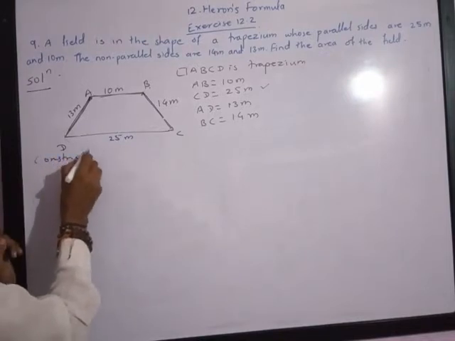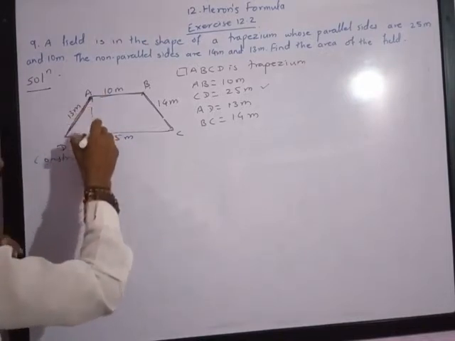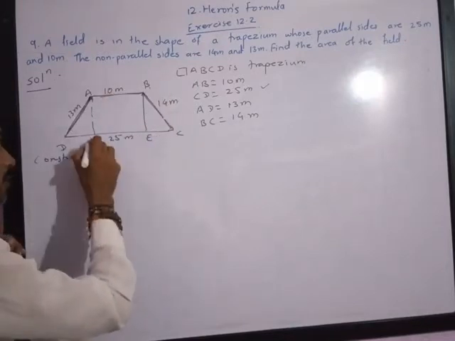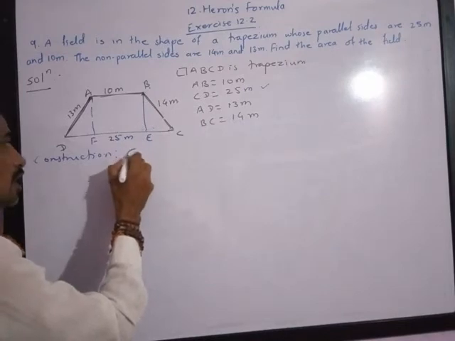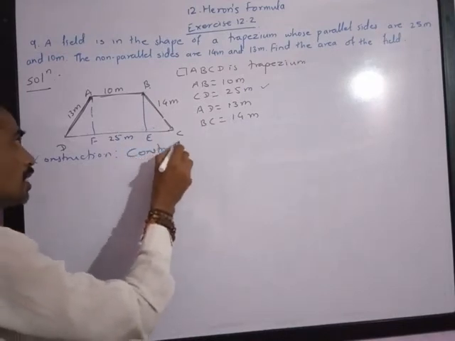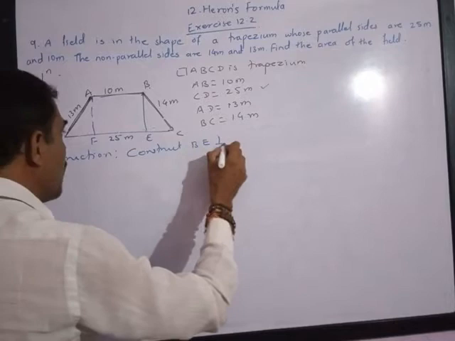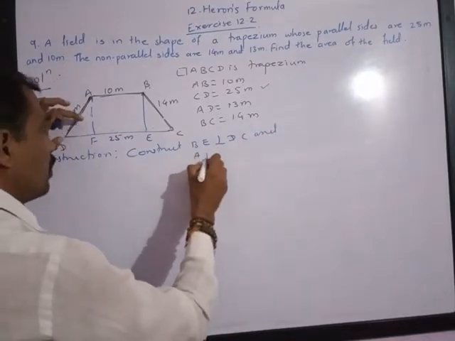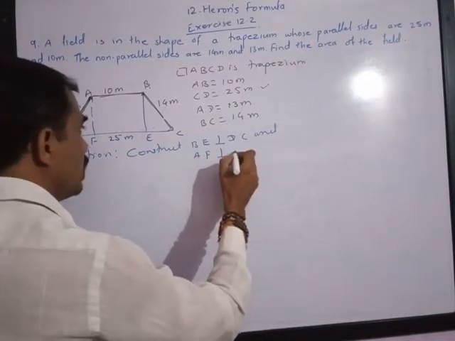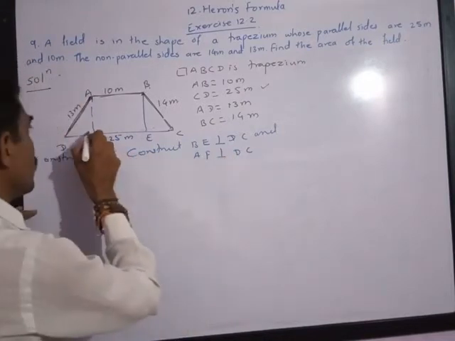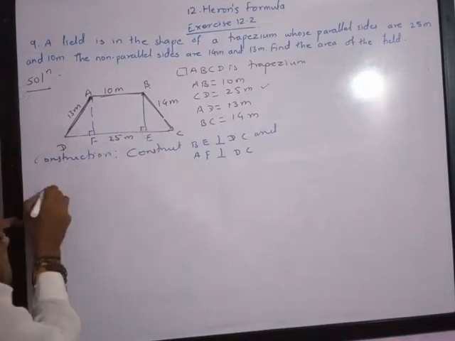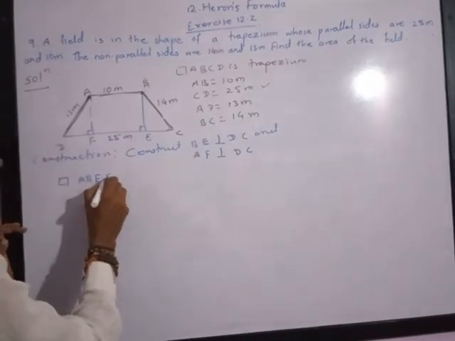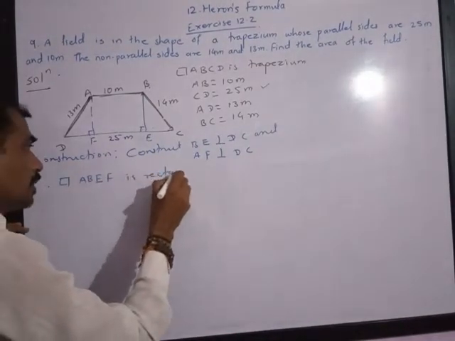Now another method is construction. In this construction method, we have to construct two perpendiculars. A, B, C, D. So I will take E, F. So construction is: construct BE perpendicular to DC and AF also perpendicular to DC. So these are perpendiculars. It means therefore quadrilateral ABEF is a rectangle. Please understand this.